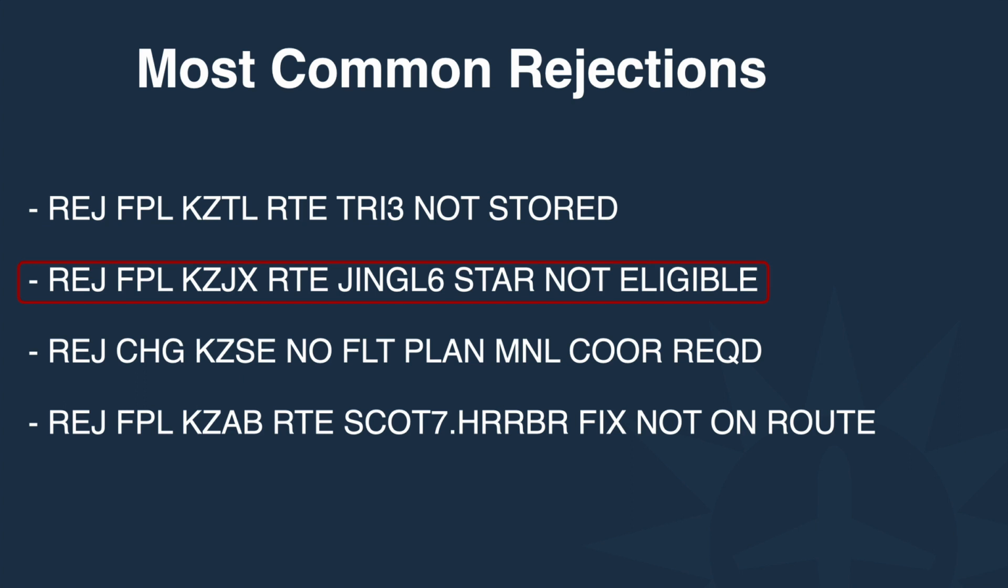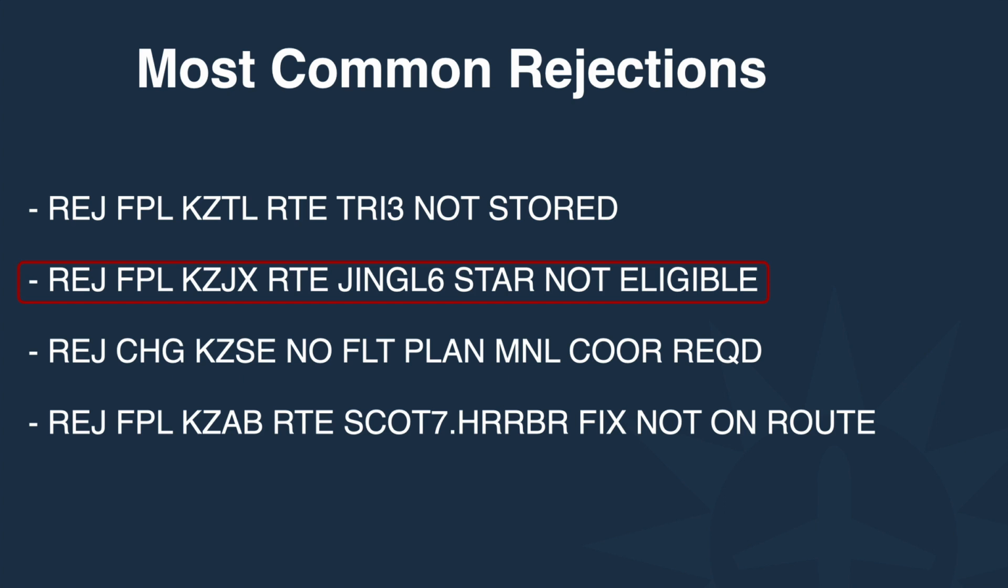Next up, rejected flight plan. The Jingle 6 STAR is not eligible. Let me ask you one thing before we go into this one, Tim. The syntax of this, because this is what the pilot's going to see: it's rejected flight plan, and then the center that's rejecting your flight plan, that's what the next piece of code is. That's not really telling me anything about what's been rejected. It's just saying who rejected it.